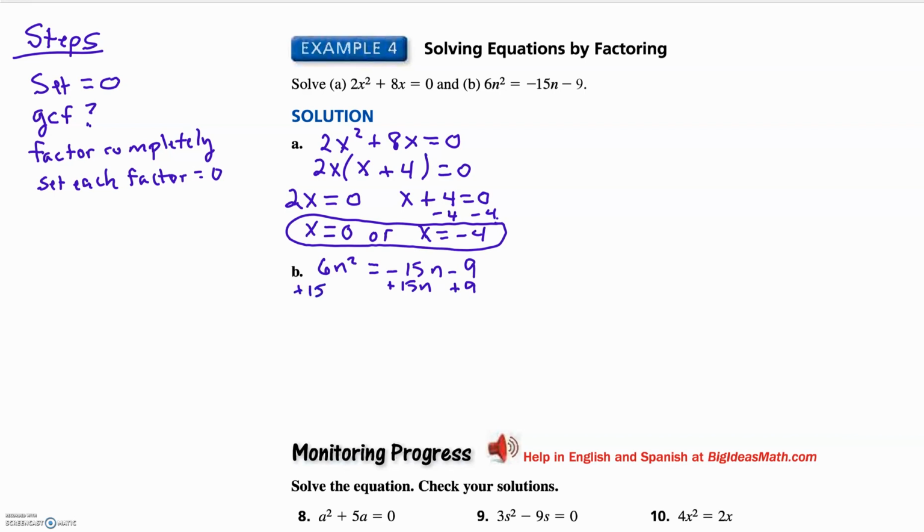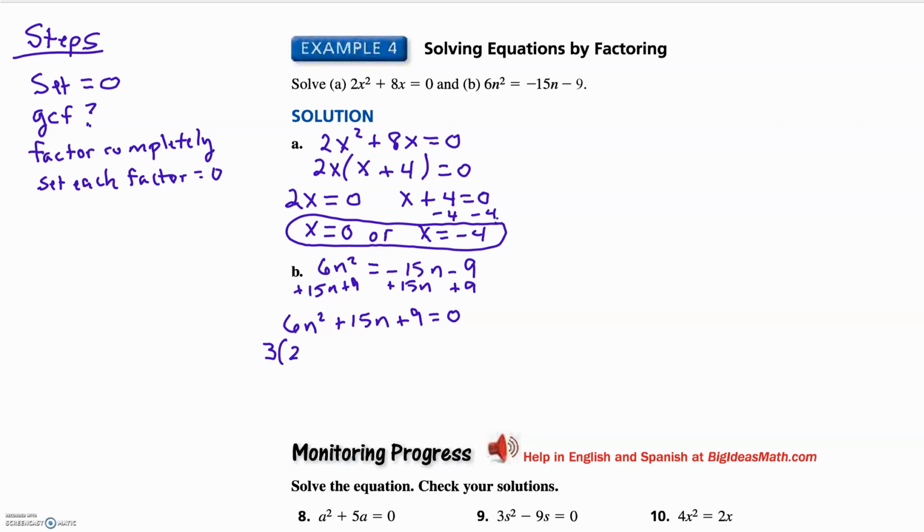Okay. Now notice what we can't do is combine any of these terms because none of them are alike. So we have 6n squared plus 15n plus 9 equaling 0. So first step, set it equal to 0. We've got that done. Now we're going to factor that quadratic. Do you see a GCF? That's the first thing we're going to look for. Yes, 6, 15, and 9 are all divisible by 3. So we're going to factor out a 3.